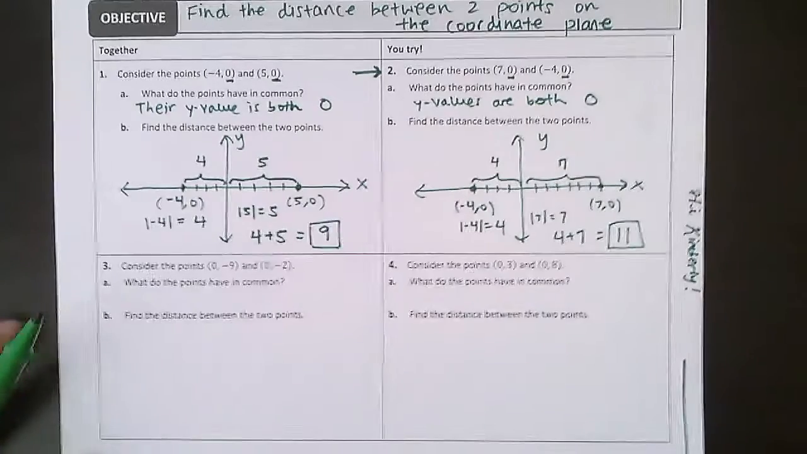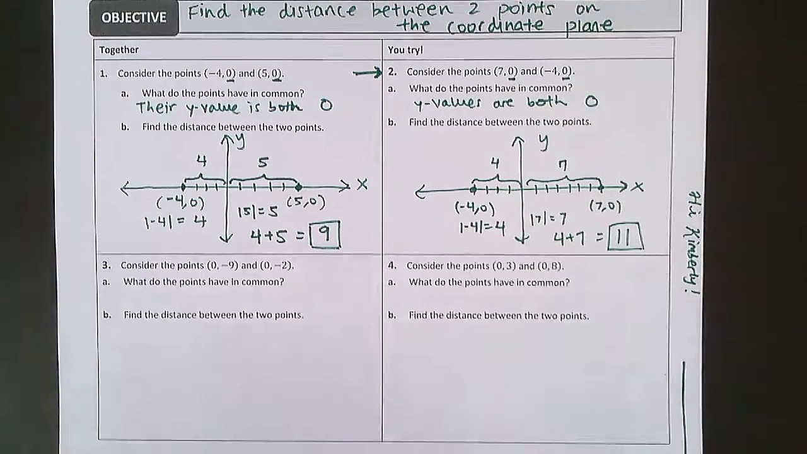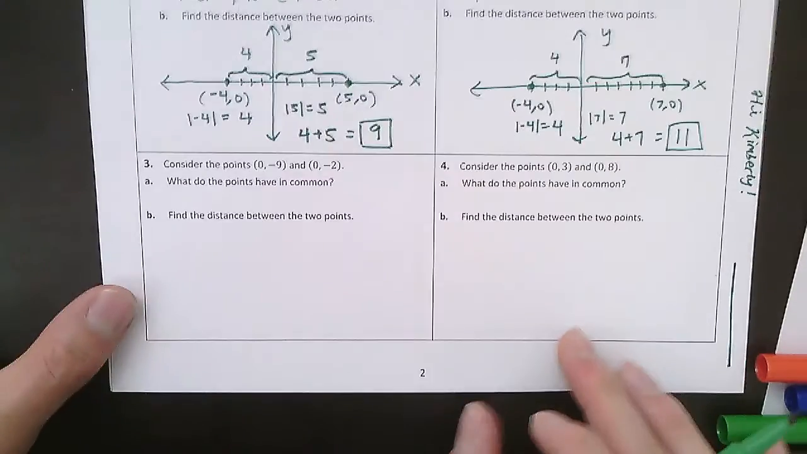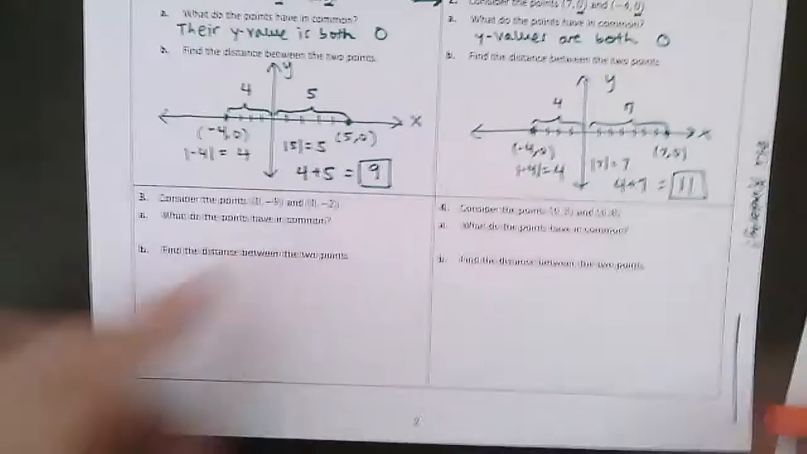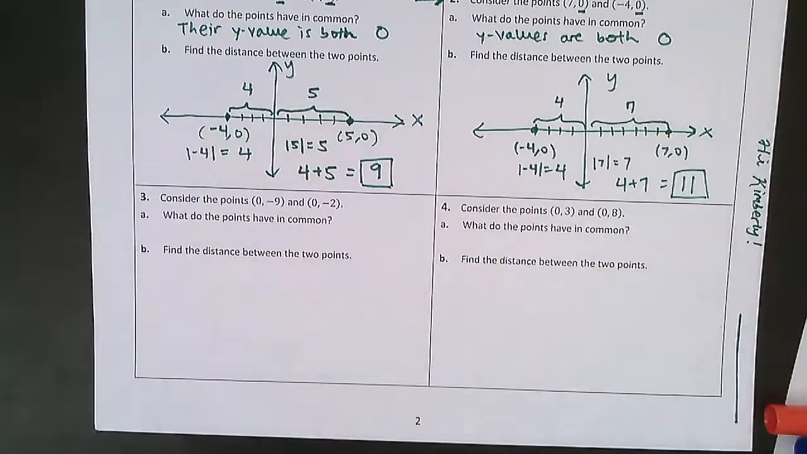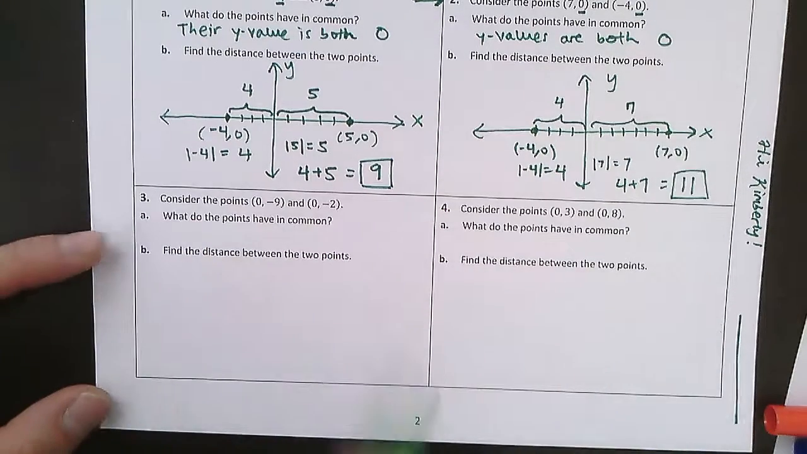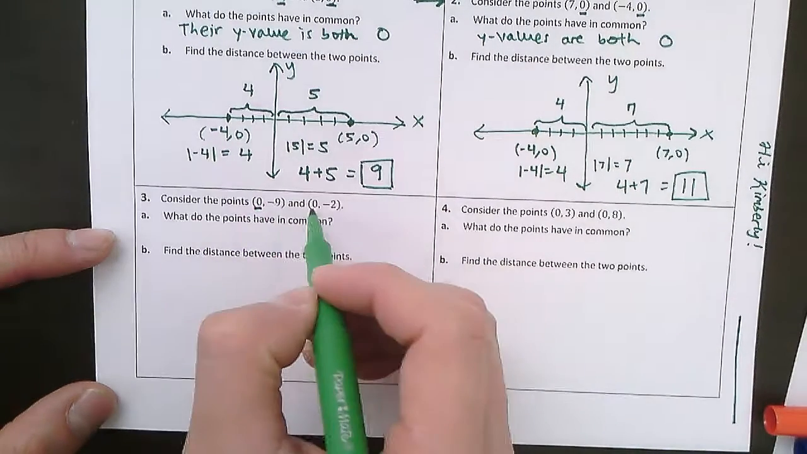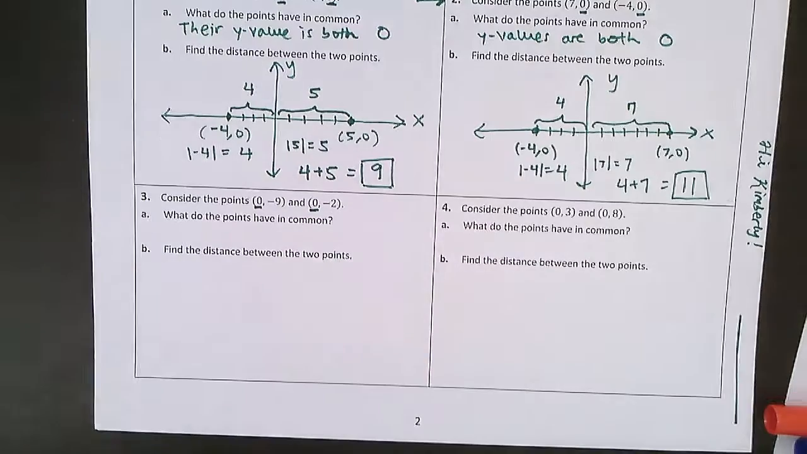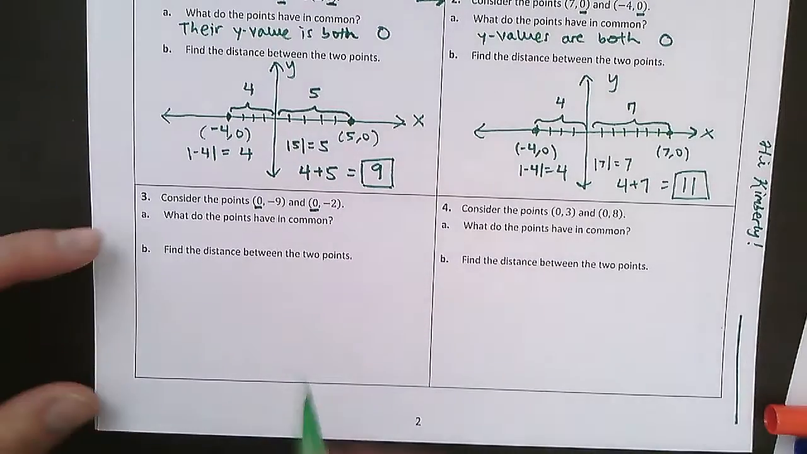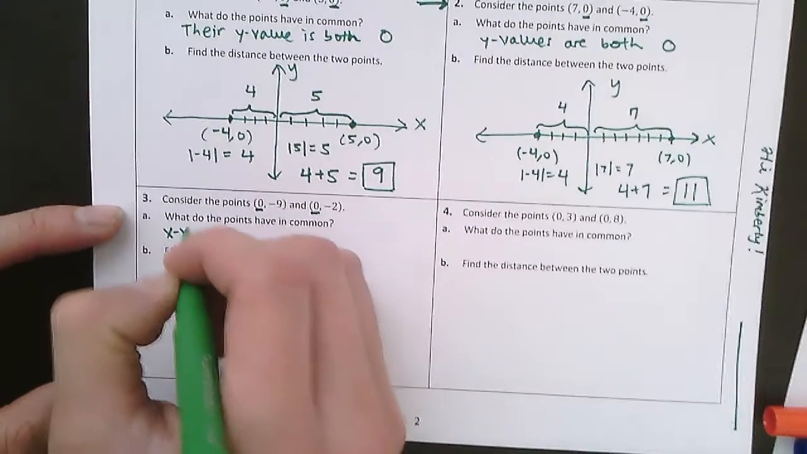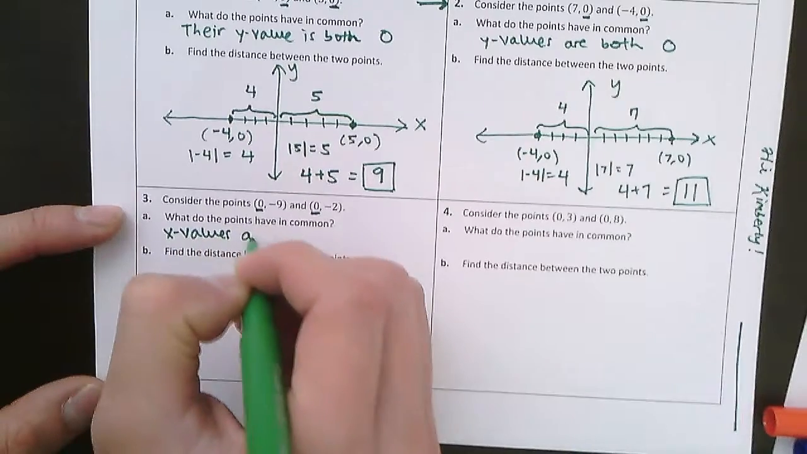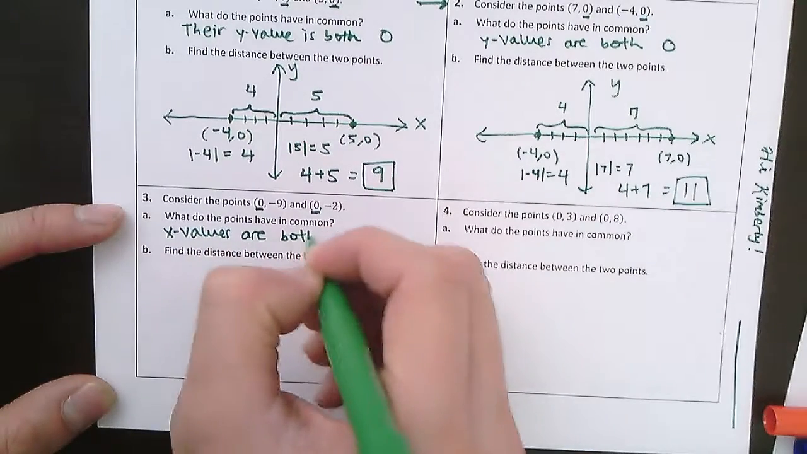And let's move on to the next one and level up. For number 3, it says to consider the points 0, negative 9, and 0, negative 2. First, we think, what do these points have in common? Well, in this case, I see that their x values are both 0 and the same. So we can say that the x values are both 0.